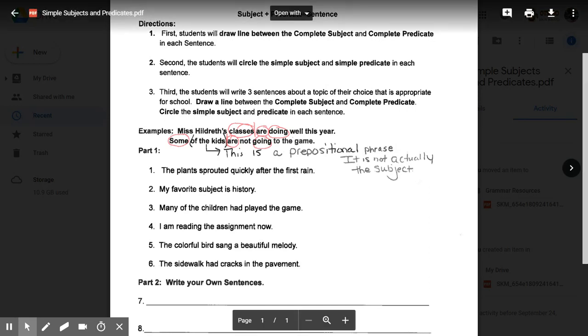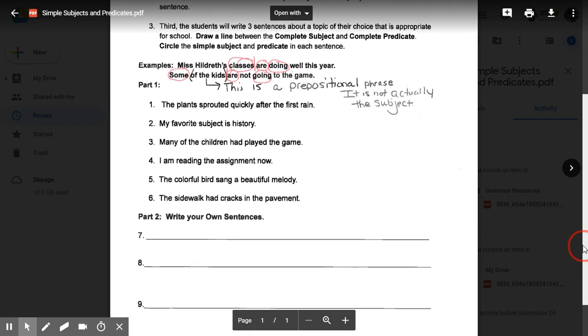Some nouns can act as adjectives and can be describing words. So make sure that you have the correct usage for the word. Okay. Make sure it's not being used as an adjective and it's actually being used as a noun.